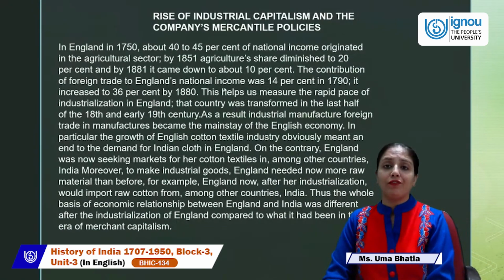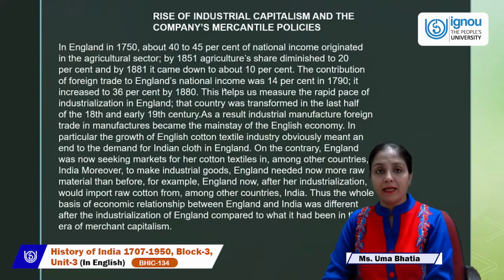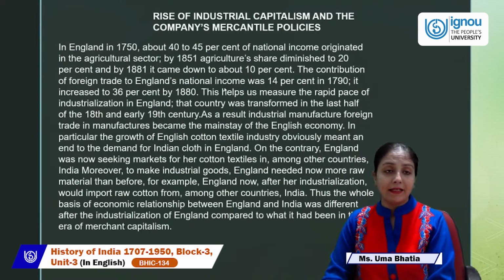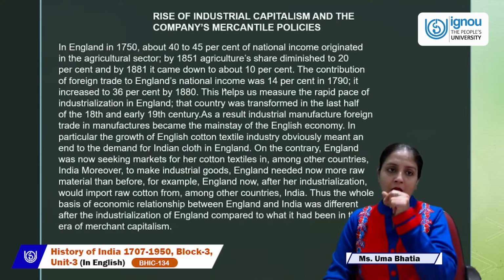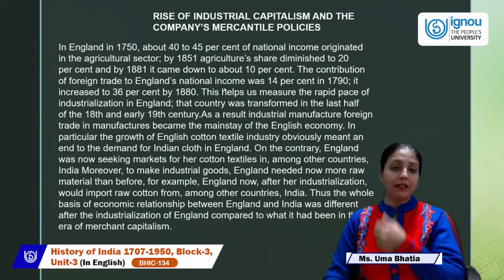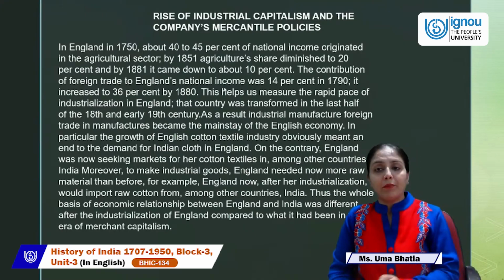Next is the rise of industrial capitalism and the company's mercantile policies: how they made their policies and how they made their trade mercantile. In England in 1750, about 40 to 45% of national income originated in the agricultural sector. After 100 years, by 1851, agriculture's share diminished to 20%, and by 1881 it came down to about 10%.